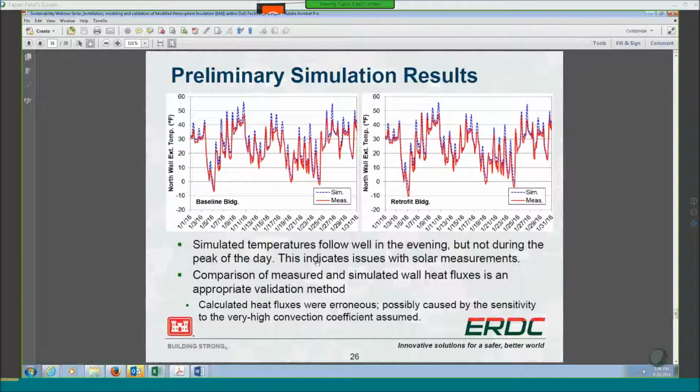So the bottom line here is, if you measure and validate this technology, our heat fluxes are matching up somewhat with what we see. It is an appropriate validation method. We're just missing some of the data here. That's what this last bullet point refers to: the heat fluxes were erroneous, and it was because of the assumption we had to make.